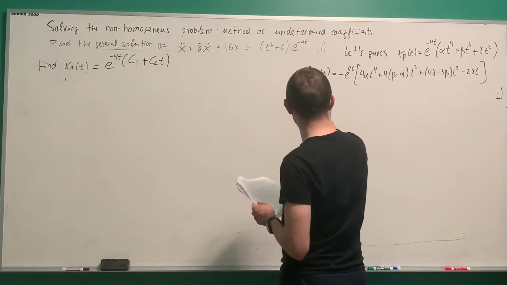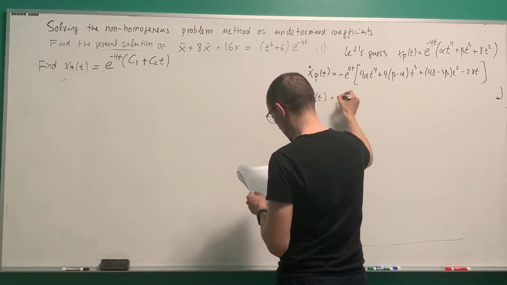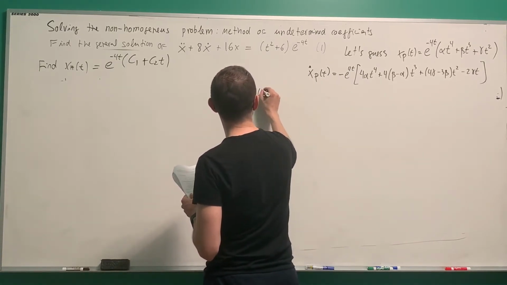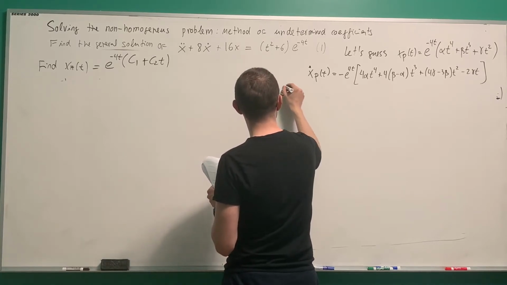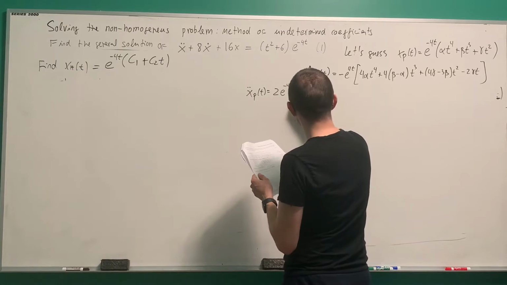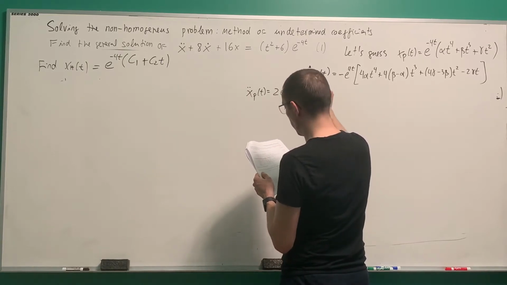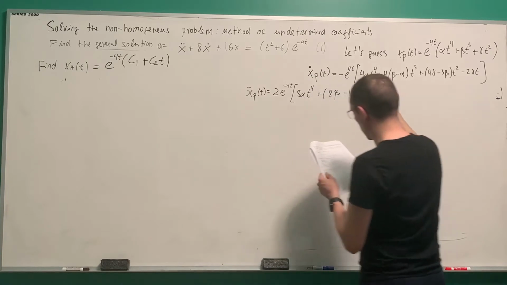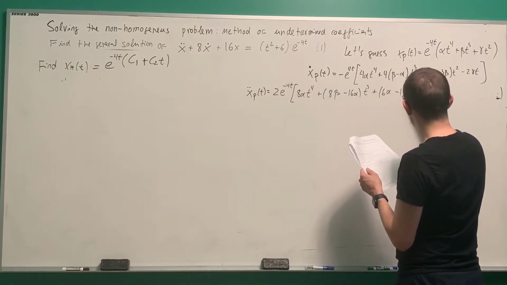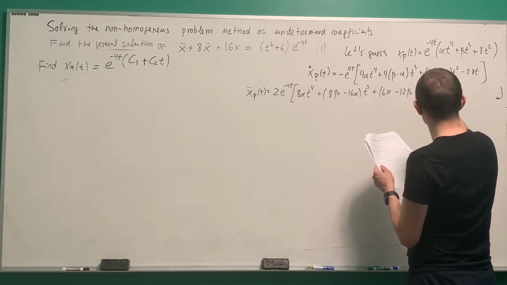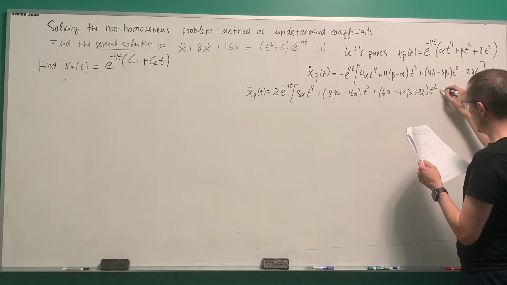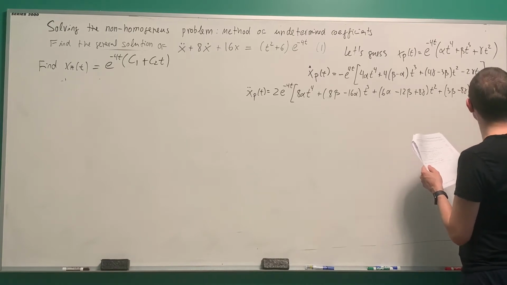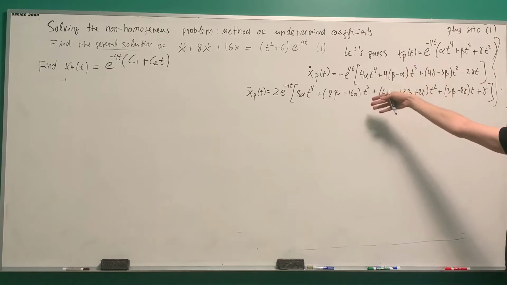It's good practice. x_p double dot of t is equal to, it's a longer one, so I'm going to give more space, twice e to the minus 4t that multiplies a long expression: 8 alpha t to the power 4 plus 8 beta minus 16 alpha t cubed plus 6 alpha minus 12 beta plus 8 gamma times t squared plus 3 beta minus 8 gamma times t plus gamma. All right, so we have here the derivatives of the function.